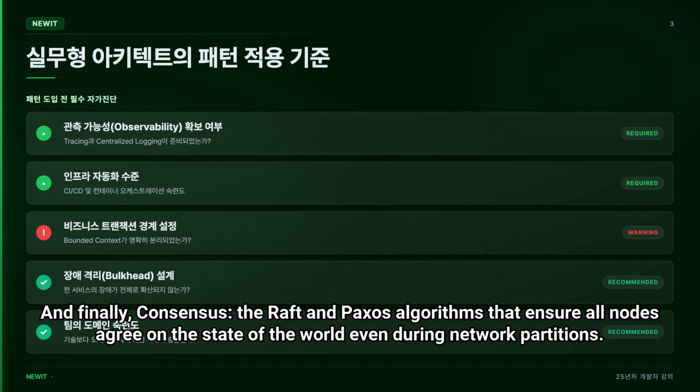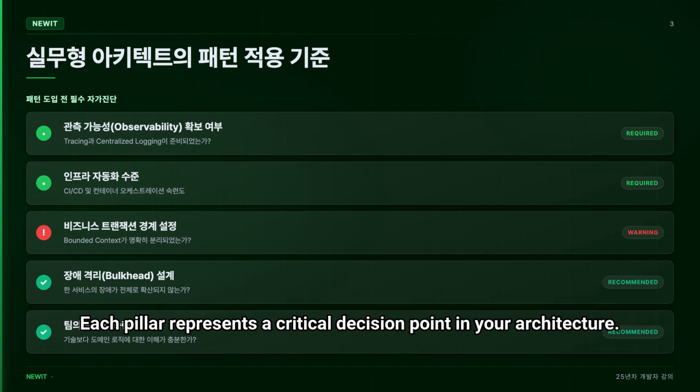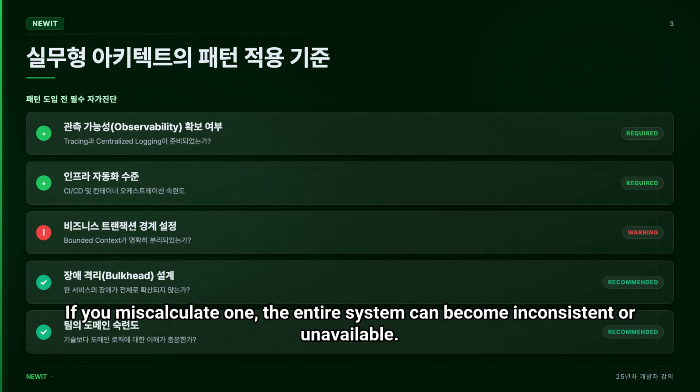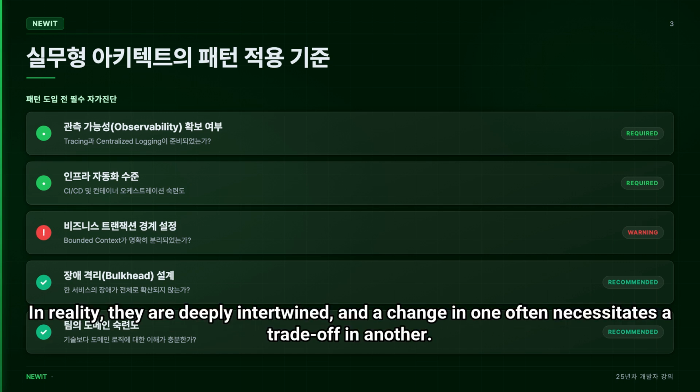And finally, consensus, the Raft and Paxos algorithms that ensure all nodes agree on the state of the world even during network partitions. These are not just academic concepts. They are the heart of the Professional Engineer exam for information management and the core of high-level system design interviews. Each pillar represents a critical decision point in your architecture. If you miscalculate one, the entire system can become inconsistent or unavailable. Do you think these pillars act independently? In reality, they are deeply intertwined, and a change in one often necessitates a trade-off in another.